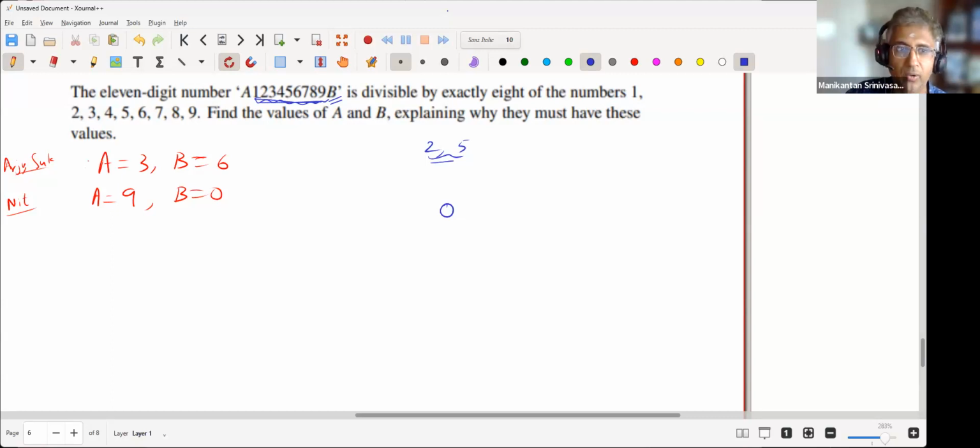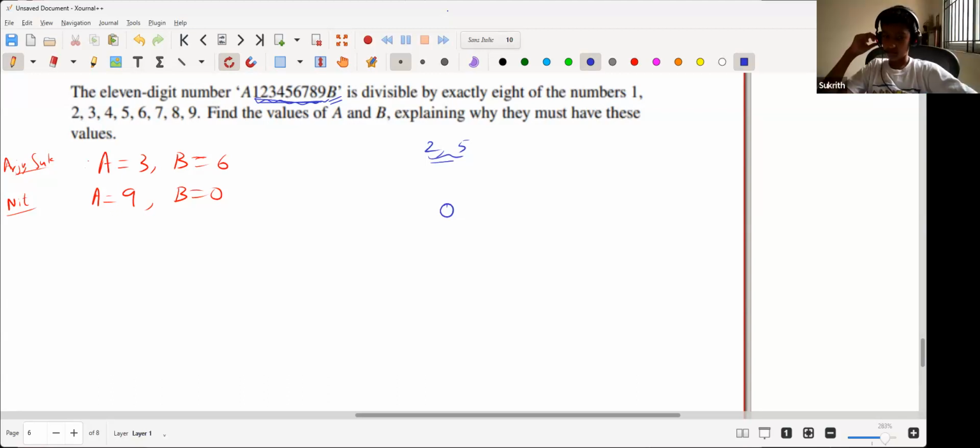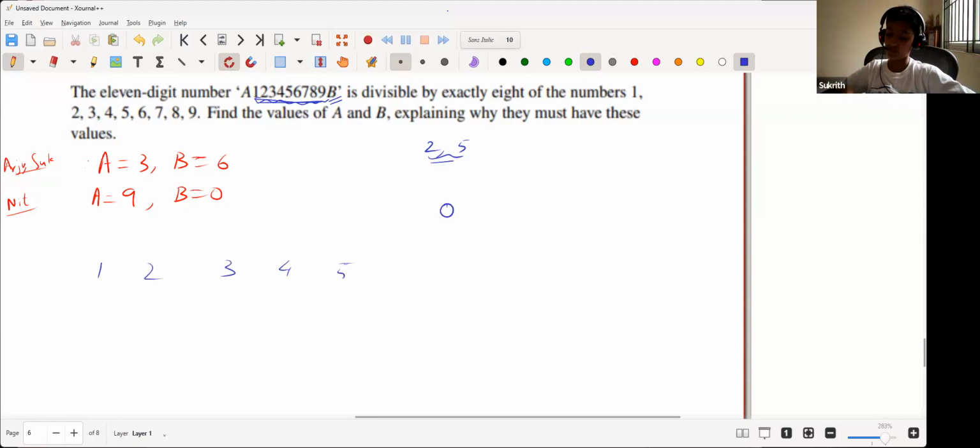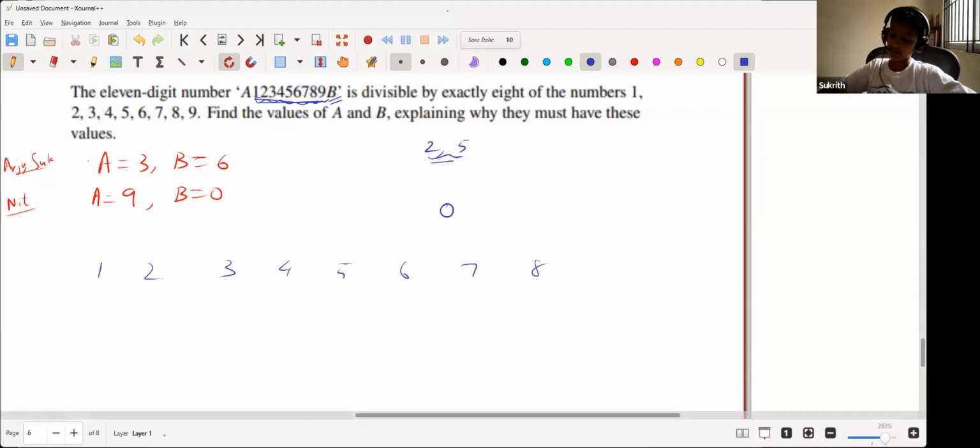Okay, all right. Let's hear out Sukrit. Sukrit, what was your logic? Hold on to that thought, Nitya. Okay. Sukrit, what is your logic? So I just listed down all the numbers from 2 to 9. I left out 1 because it'll always be divisible by 1. So I said if it's divisible by 2, then B is equal to 2, 4, 6, 8 or 0. And then I left 3 out for now because I don't know A.